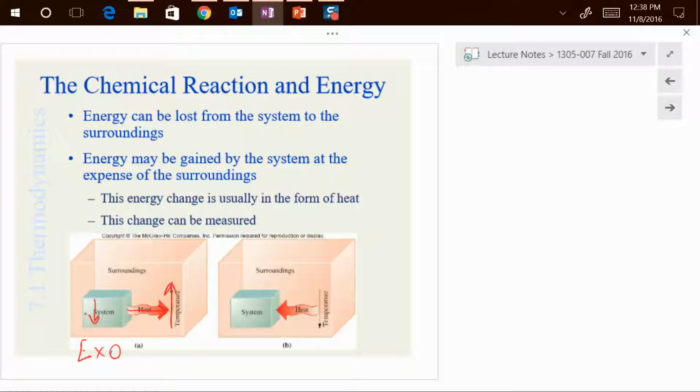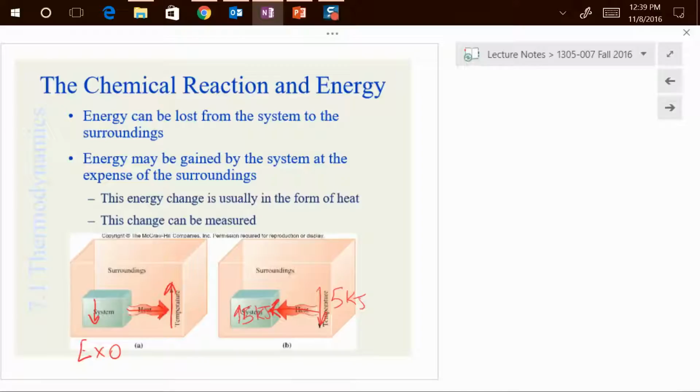If the surroundings gains energy, so heat energy is going into the system, what's going to happen to the temperature of the surroundings? It's going to decrease. The temperature of the system is increasing. The energy of that system is increasing. So this energy is going up, this energy is going down by the exact same amount. So 5 kilojoules absorbed by the system is 5 kilojoules lost by the surroundings.